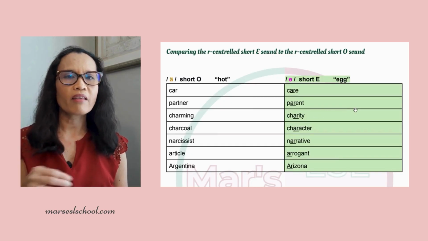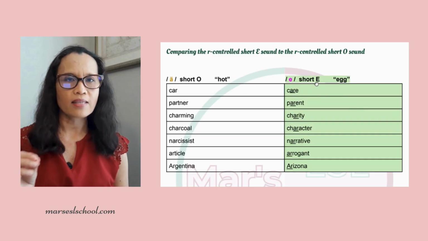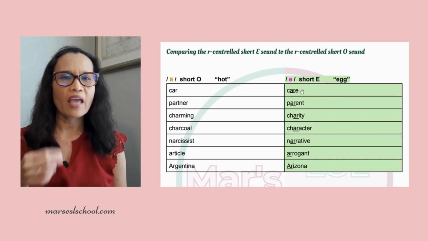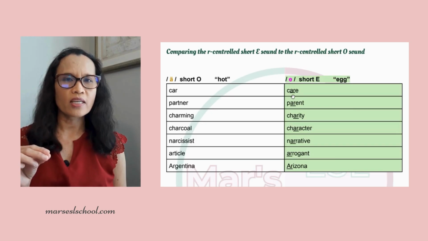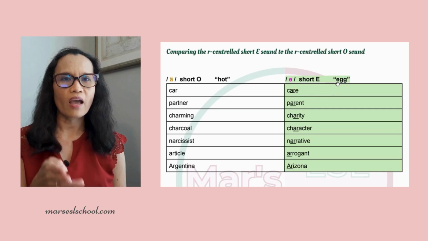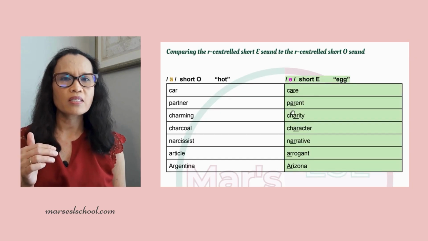Now let's look at the R-controlled short E sound, spelled with AR. This is short E, a short vowel sound, a relaxed vowel sound, the letter E in the word egg. So we have care, parent, charity, character, narrative, arrogant, Arizona.